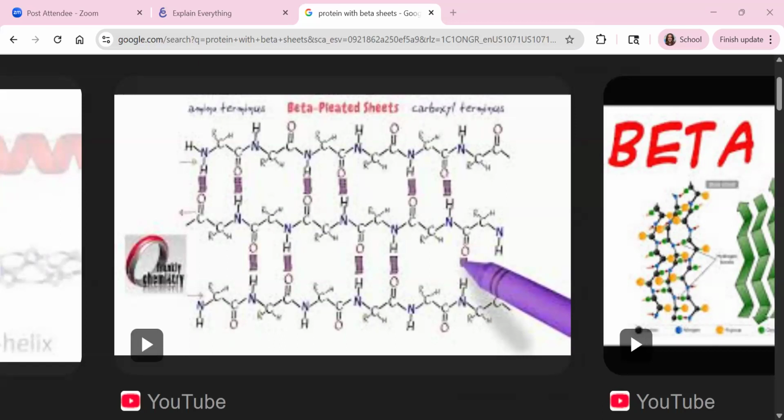Wait, it's amine and what's the other one? Carbonyl. Okay, so technically you'll have your OH group off the end of this. So this is our carbonyl, and all together this is our carboxyl.